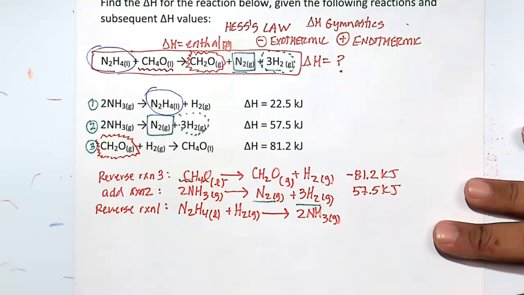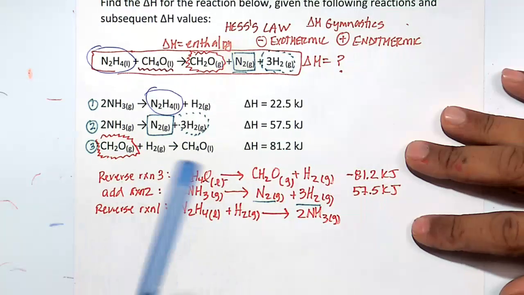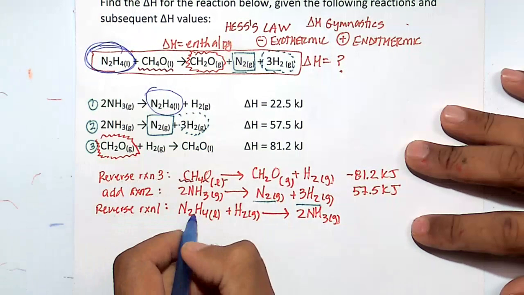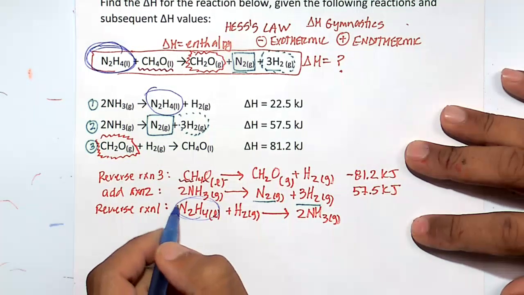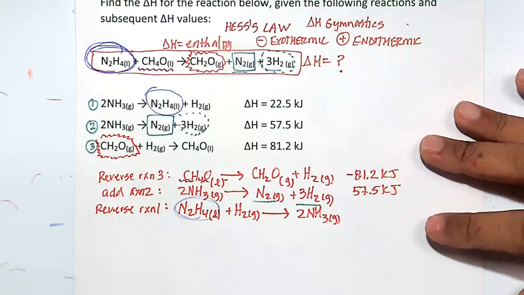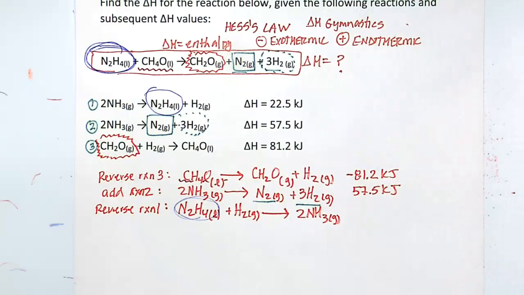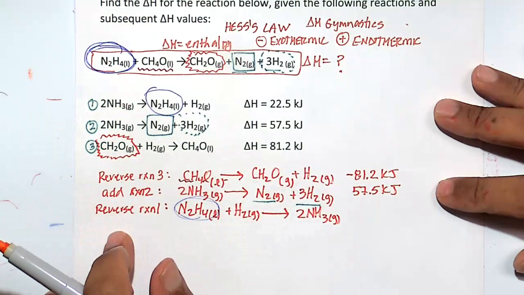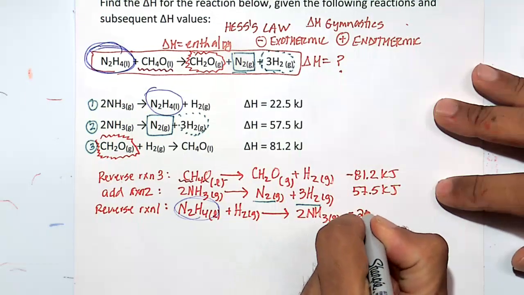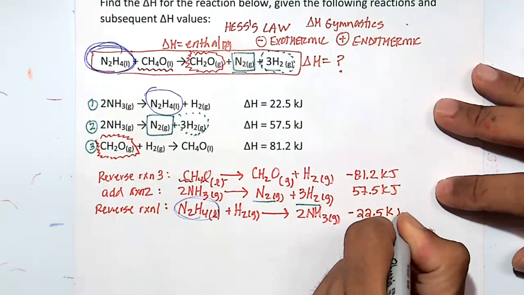Now what's my rationale for flipping this? Okay, again here in my target it's on the reactant side, and by flipping reaction 1, I got it in my reactant side, which is what's in the target. So I flip reaction 1, it becomes minus 22.5 kilojoules.